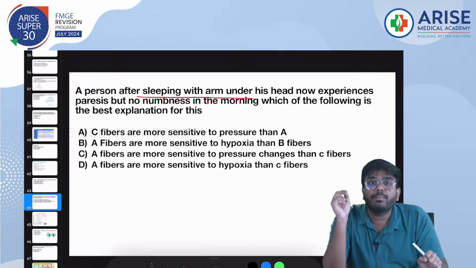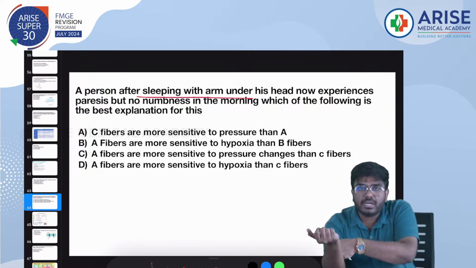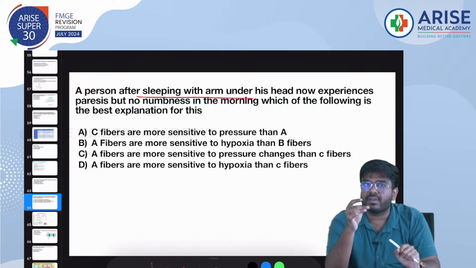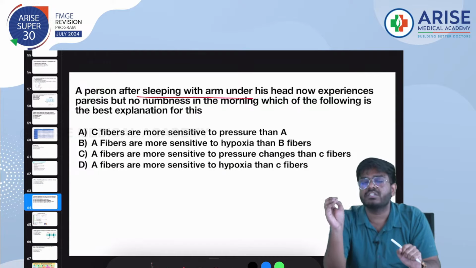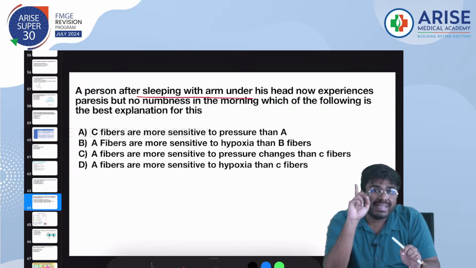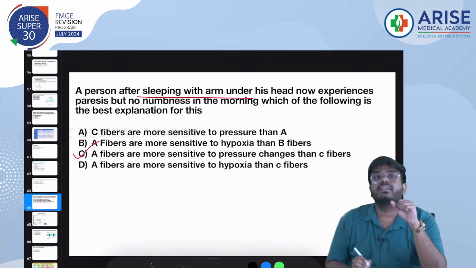When you apply the pressure, which neurons will be first affected? With pressure, which type of fiber will be first affected? A fiber, B fiber, or C fiber? Which fibers are highly sensitive to pressure? It's the A fibers, especially alpha fibers. So A fibers are first affected.